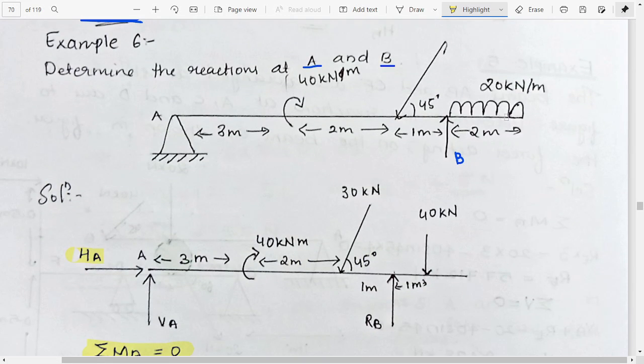And I forgot to tell you about this. This is a uniformly distributed force. That means it is distributed on each side equally, which is equal to 20 kilonewton. Now if you want to convert it to a single force, then we just need to multiply the area. So it will be 20 into 2, which is 40 kilonewton, and we should keep it at the middle of this 2 meter, which is 1 meter.